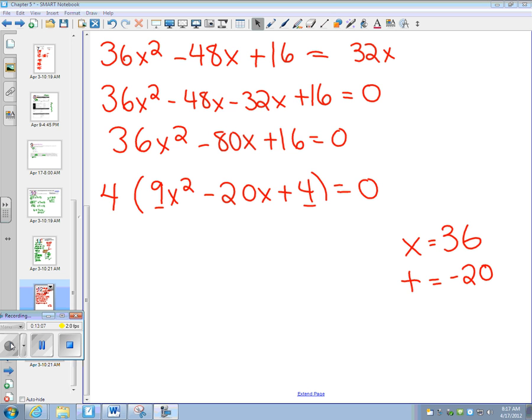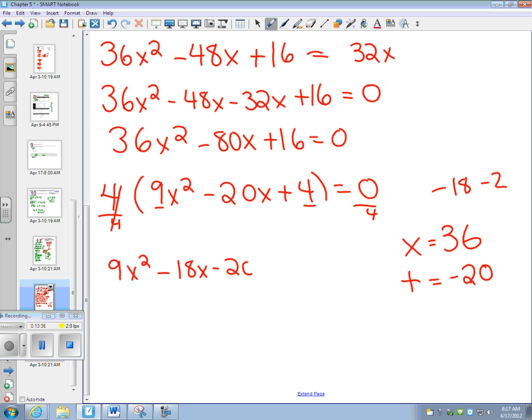Okay, I think they're 18 and 2. So if we have negative 18 and negative 2, right? Because that would add to be negative 20 and multiply to be positive 36. Okay, so I can divide both sides by 4, first of all, and that gets rid of my 4, because 0 divided by 4 is 0. And then I'm going to rewrite this as 9x squared minus 18x minus 2x plus 4. So all I did is I rewrote 20 as these two numbers. 20 is minus 18 minus 2.